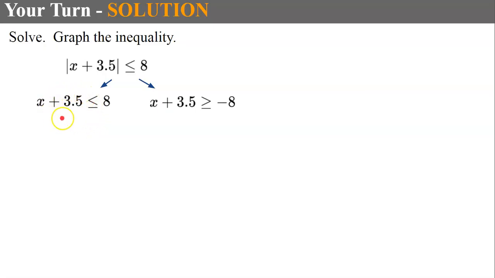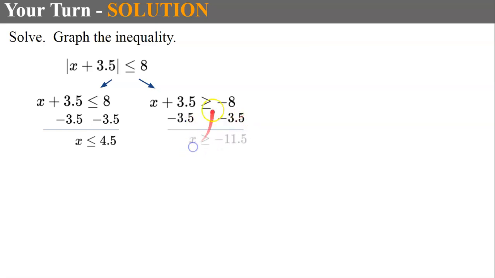The inverse of add 3.5 is to subtract 3.5 from each side, leaving me x is less than or equal to 4.5. Solve the second. I'm going to do the same thing. The inverse of add 3.5 is to subtract 3.5 from each side, giving me x is greater than or equal to -11.5. Now we're going to graph our solution set.